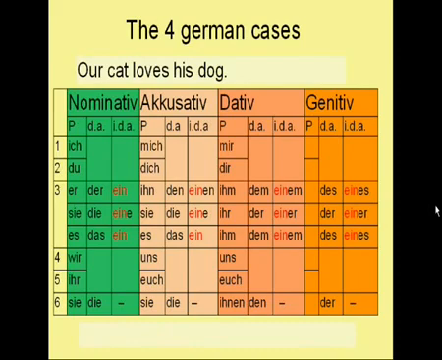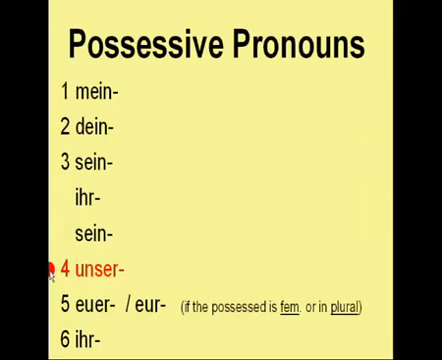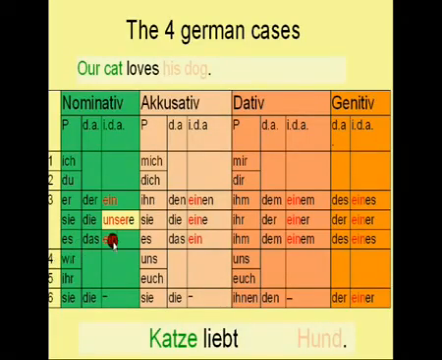What about the sentence Our cat loves his dog? Our cat is the subject of the sentence, so we know that it is in the nominative case. And after the verb love in German follows the direct object, so his dog is in German in the accusative case. Now we know that cat is in the 3rd person singular and is feminine, so we know that we need to replace this word stem here with this possessive pronoun word stem, because the possessor is in the 1st person plural. So this is how it looks when we replace ein with unser.